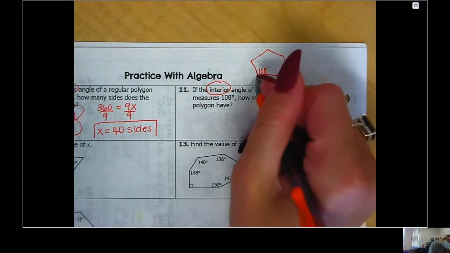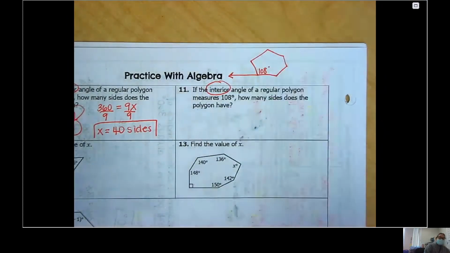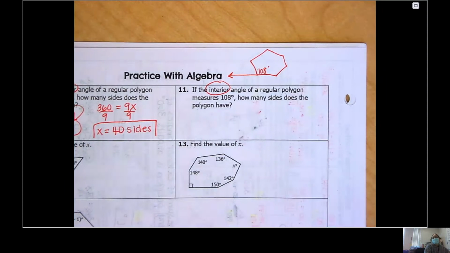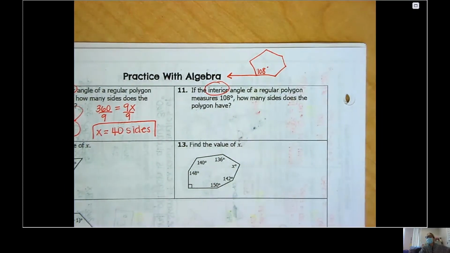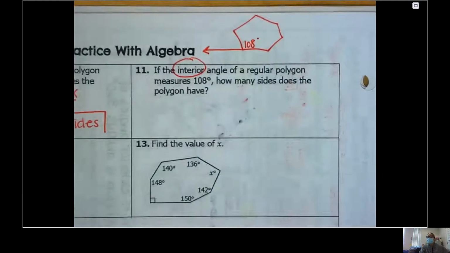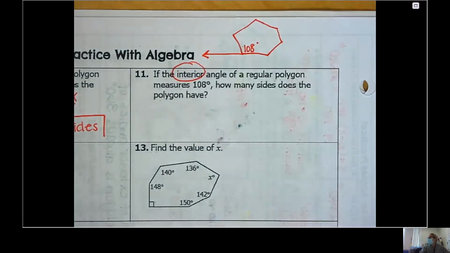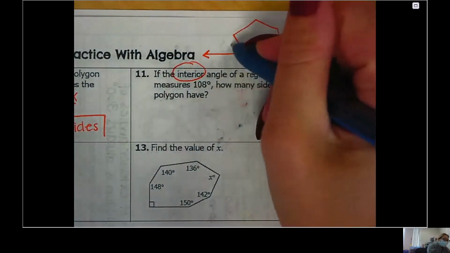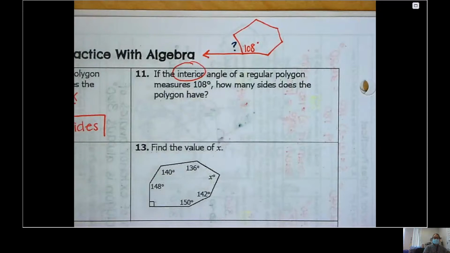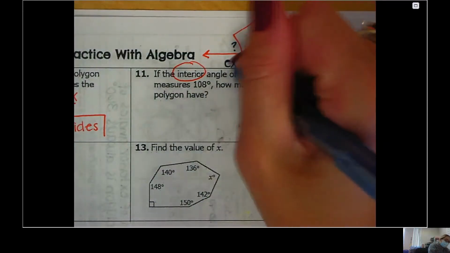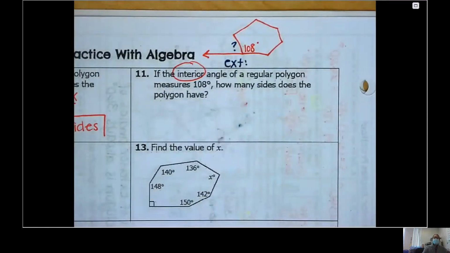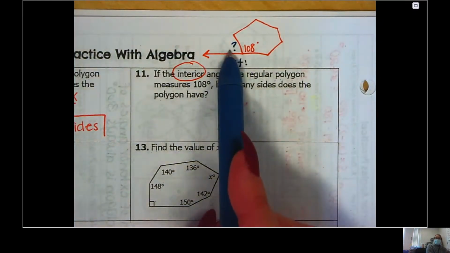I could figure out the exterior. How would I figure out the exterior? What would I have to do? Subtract from 180. Why? It's a straight line. Very good. So to figure out this exterior angle right over here, I'm going to do 180 minus 108, and that's going to give me my exterior angle.